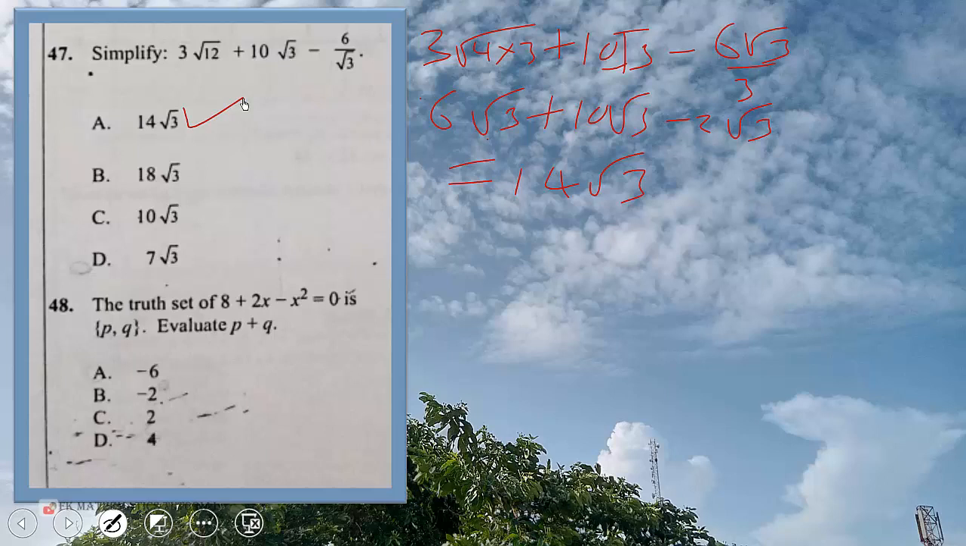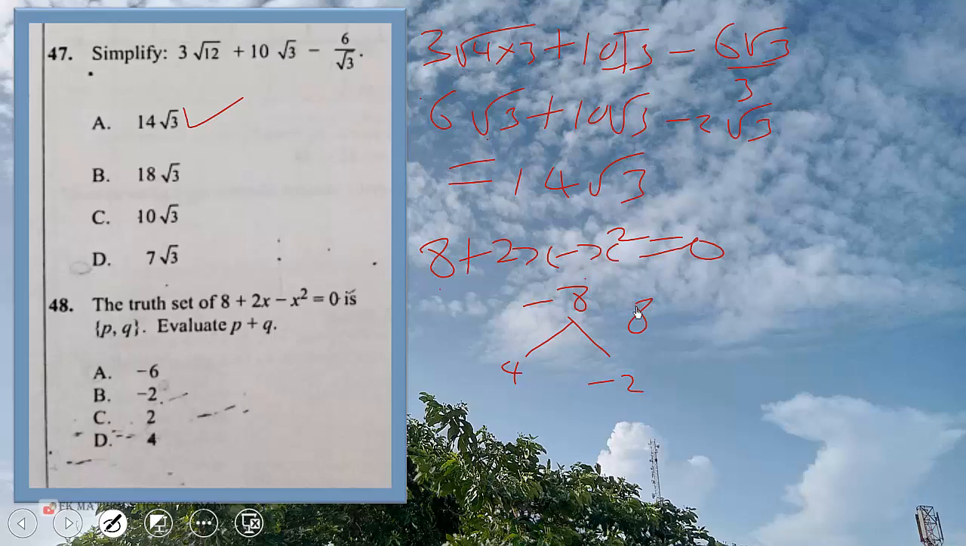Find the sum of the roots of 8 plus 2x minus x squared equals 0. So 8 plus 2x minus x squared equals 0. So this times this is negative 8. So we need 2 factors of negative 8 that, when we add, we get 2. We got 4 and negative 2.